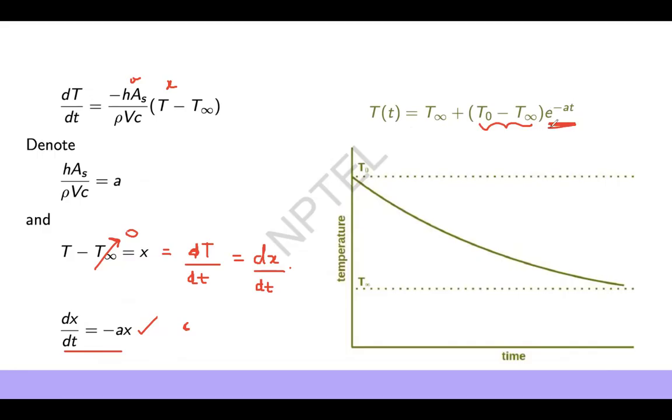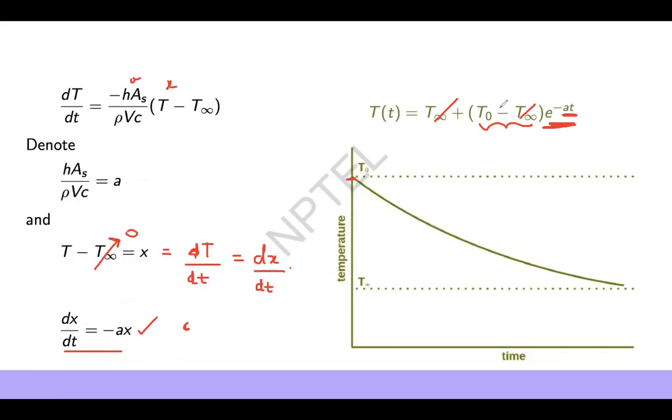Now if you look at this portion, this is the negative exponential, so there is an exponential decrease in the value. How will the exponential decrease happen? Let us just put t equal to 0. e raised to 0 is equal to 1, so T infinity gets cancelled, and finally at t equal to 0, the temperature is equal to T0.